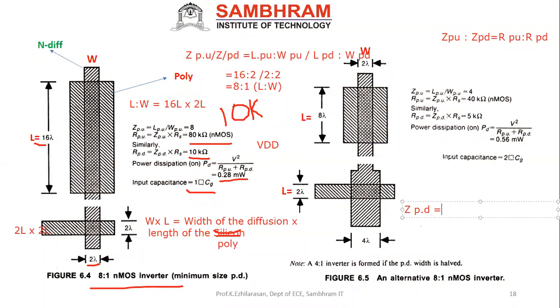What is the ZPD ratio here? ZPD is equal to LPD by WPD, as we know, that is the length of the pull down transistor divided by the width of the pull down transistor. So now LPD is how much here? The length is 2 and the width is 4. It is supposed to be 1 colon 2 actually, correct? 2:4 is nothing but 1 by 2.